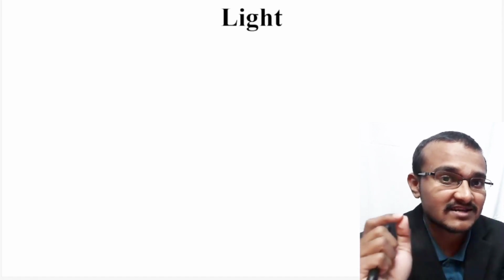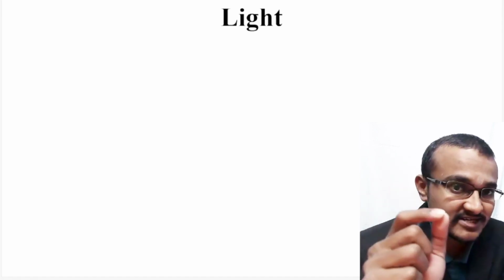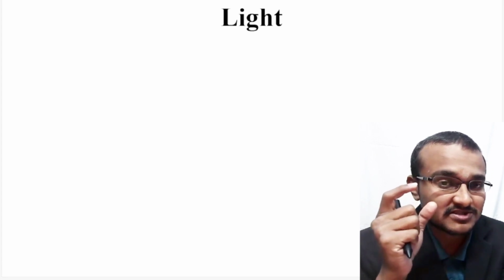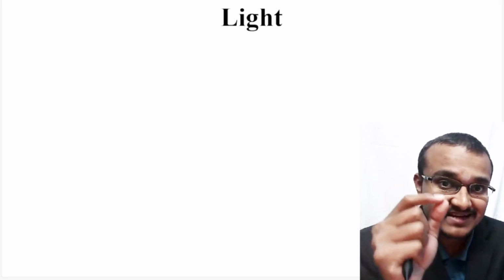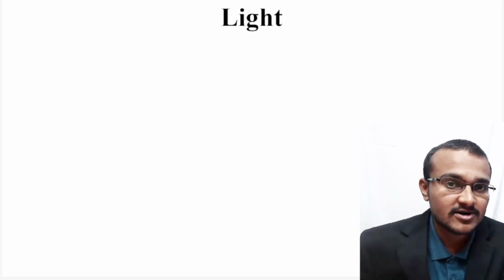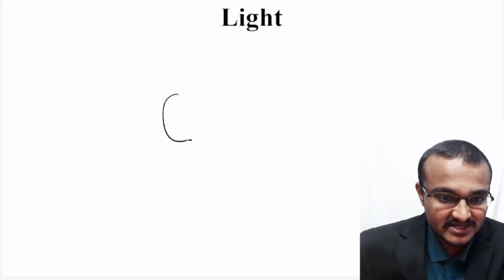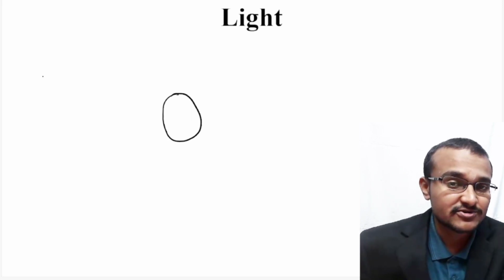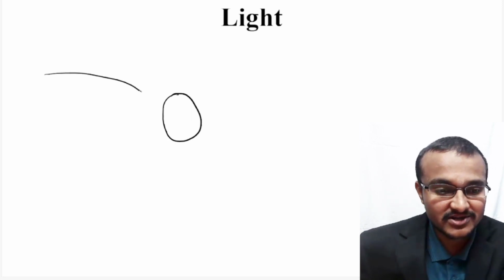Only when light falls on a certain object and gets reflected from that object, and when it falls on our eyes, can we recognize that particular thing. For example, let's say there is an object lying here, and if you want to see this object, then you have to put some light on it.